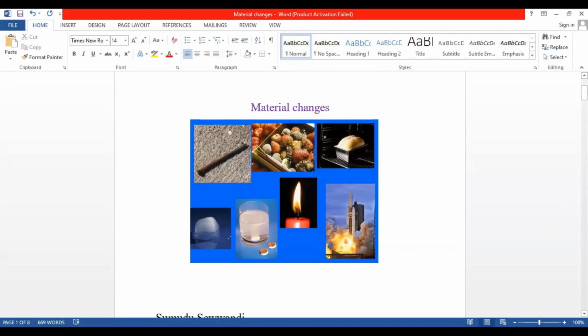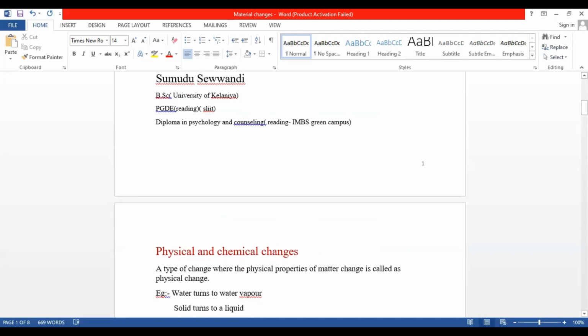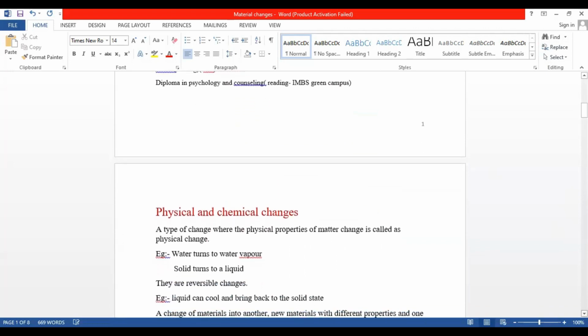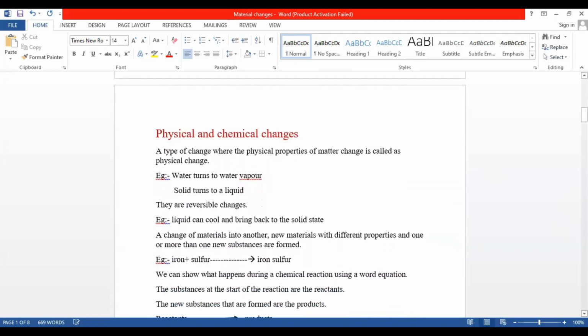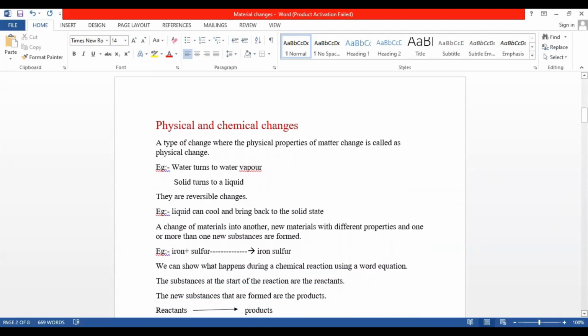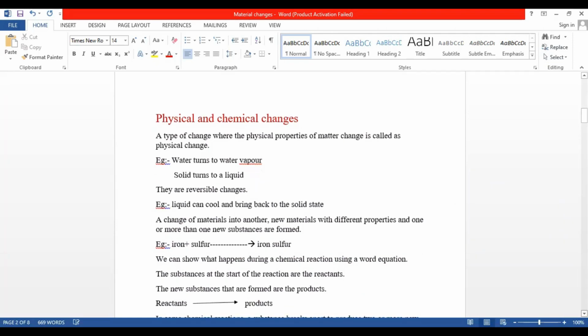Today, I'm going to discuss with you about the material changes. Let's move on to the lesson. There are two types of changes in materials. One is physical changes, the other one is chemical changes.